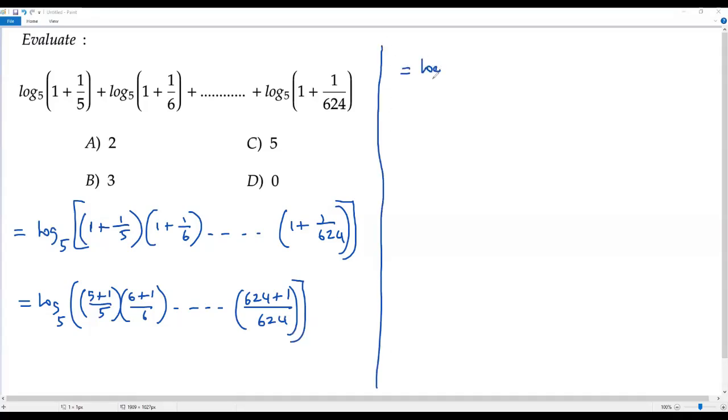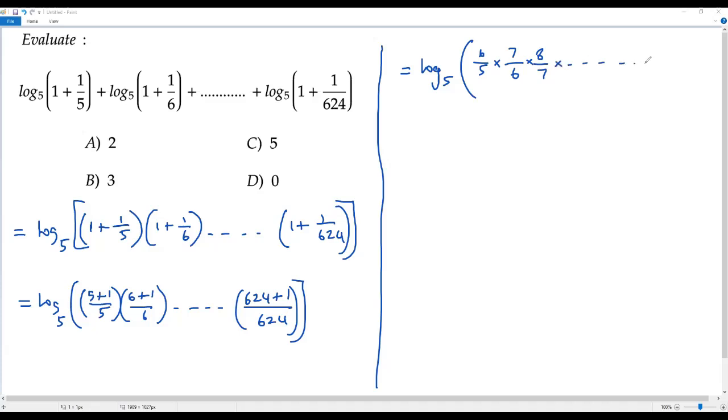So log to the base 5. 5 plus 1 is 6, so we get 6 over 5 times, and when I simplify the next one, I'll be getting 7 over 6. Here the third term is not shown, but if there is a third term, it should be 8 over 7. We can write the next fraction also.